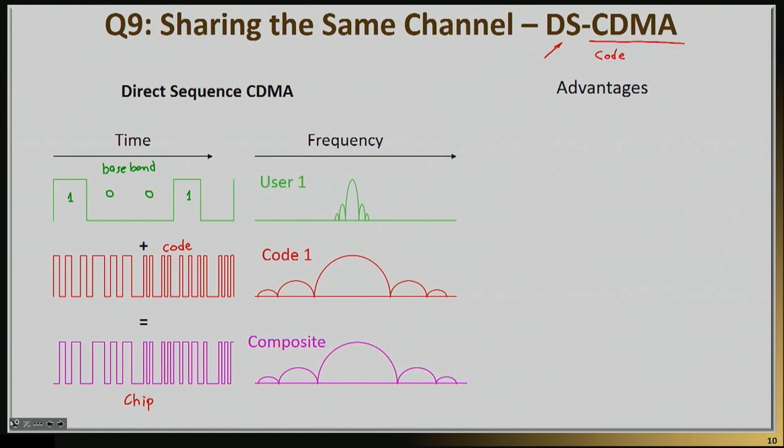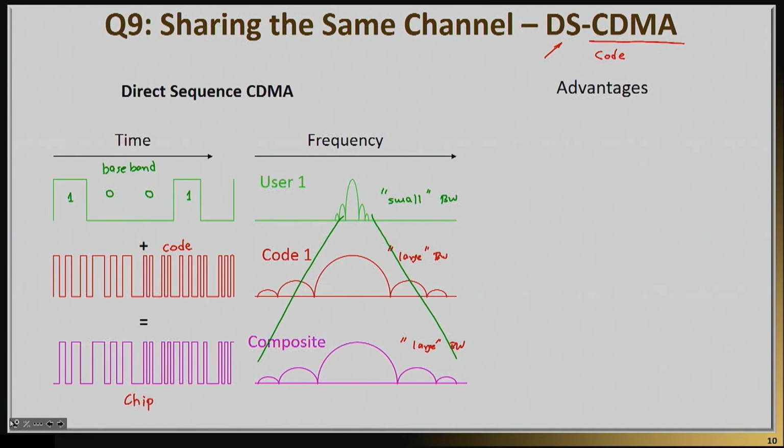Now, if you look carefully here, you will find that the user started from a relatively small bandwidth. But because this has now been multiplied with this code that has a large bandwidth, the final chip also has a large bandwidth. Because we started from a small bandwidth and spread it around, people sometimes refer to this as a spread spectrum technique. Again, you're using your entire spectrum all the time, except that these codes are now orthogonal to each other.